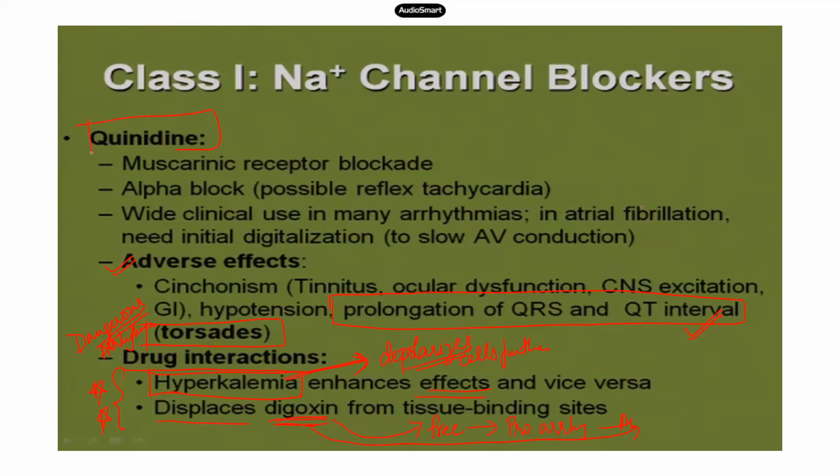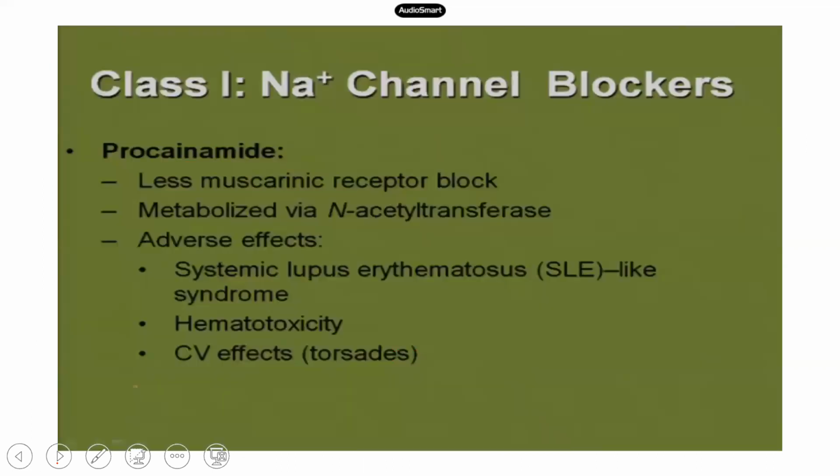So quinidine was the prototype drug. Then we have got another drug which is called Procainamide. Now it possesses all the properties of quinidine, but to a lesser extent. But the most important thing that you have to come across with respect to Procainamide is the way it gets metabolized in the body.